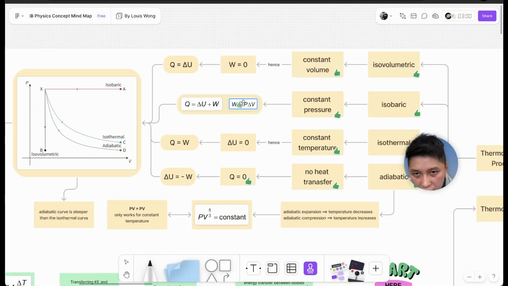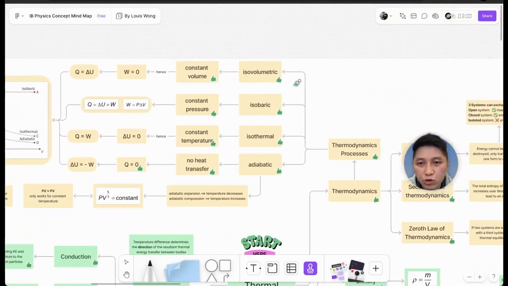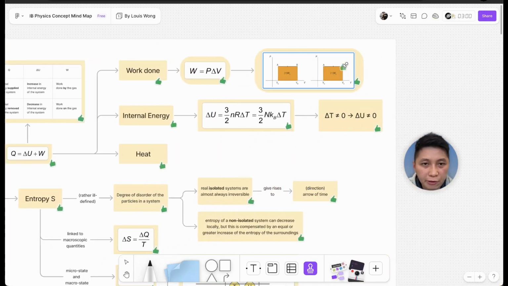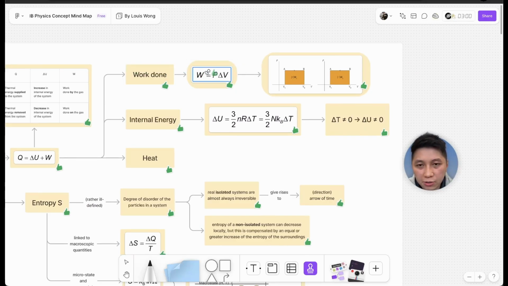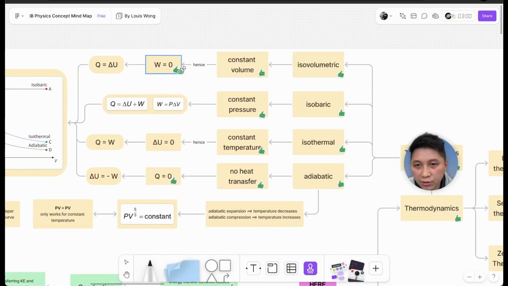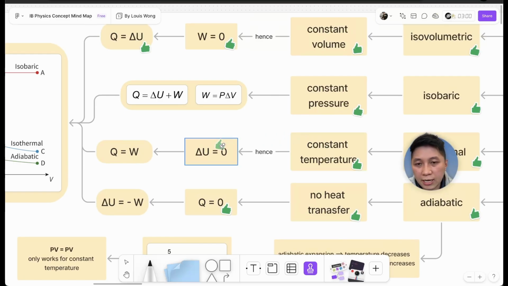As for the other three, by applying the first law of thermodynamics, this equation, you may reduce the equation to something simpler. For example, if volume is constant, referring back to the work done equation, which needs delta V to be non-zero, if it is 0, then work done is 0, and therefore the equation will be reduced to this. And if the temperature is constant, then internal energy will be constant, and therefore the change is 0, and therefore you reduce to this equation instead.